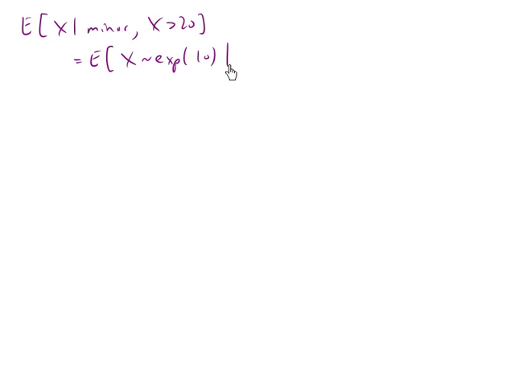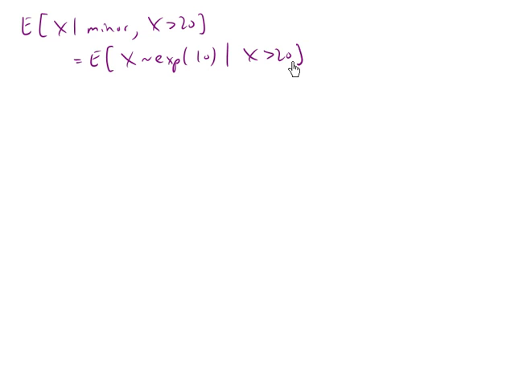For my next step, I want to understand the moments of these things. And so first, let's take a look at the expected value of x, given that I have a minor accident and that my accident loss amount exceeds 20. Now, what does that mean for us? The fact that I have a minor accident means I have an exponential random variable with mean 10. I want the expected value of an exponential random variable with mean 10, given that my variable, let's continue to call it x, is greater than 20.